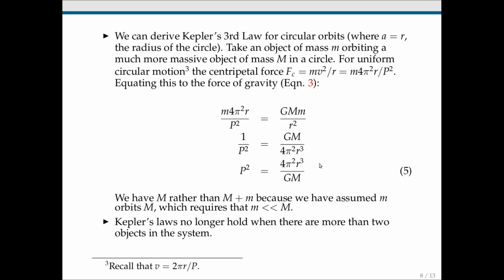Kepler's third law above, except that we only have big M in the denominator rather than big M plus little m. And this is because we've assumed that little m orbits big M, which requires that little m be much smaller than big M. And as a result, little m actually drops out of the expression here. As I noted earlier, a variant of Kepler's laws still works when little m and big M are about equal to each other. Where Kepler's laws break down is when you no longer have two objects in your system.